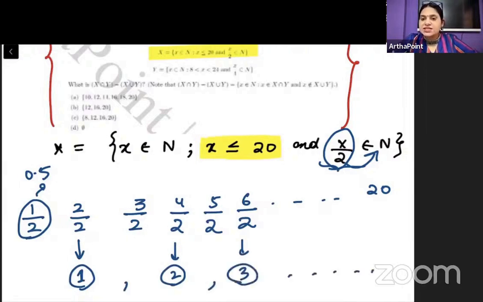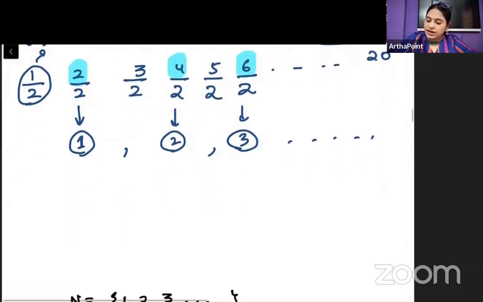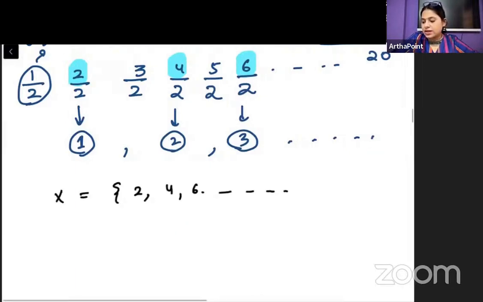So which x's are less than or equal to 20 such that x by 2 also is a natural number? We see these values: 2, 4, 6. That means we are only looking at even numbers. So x is nothing but the even numbers that I have.